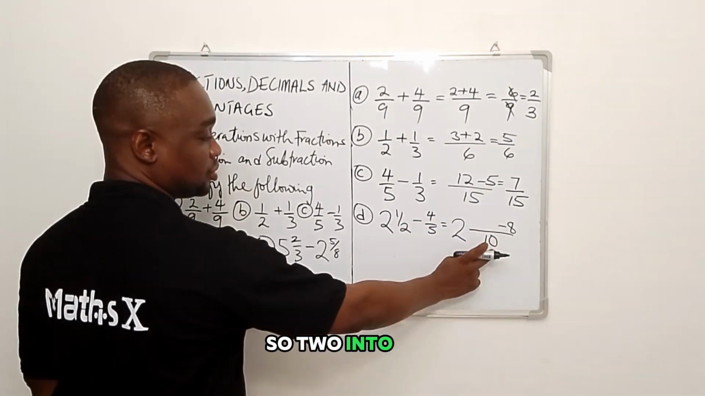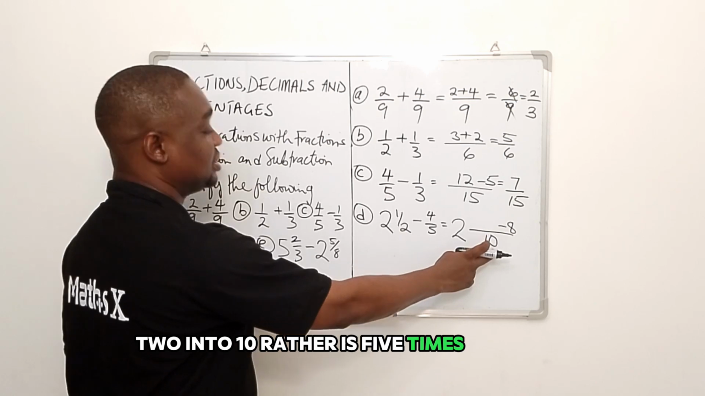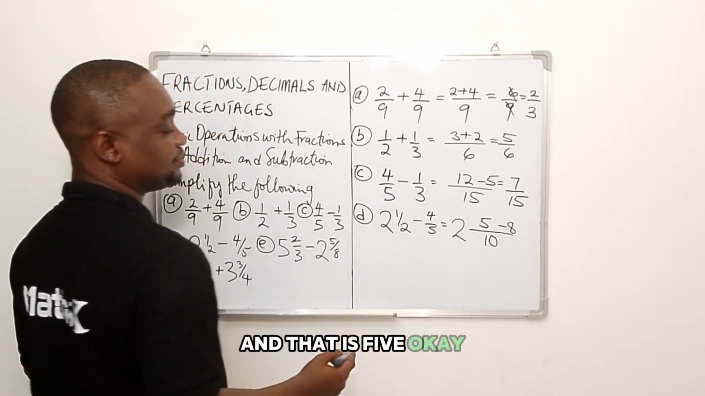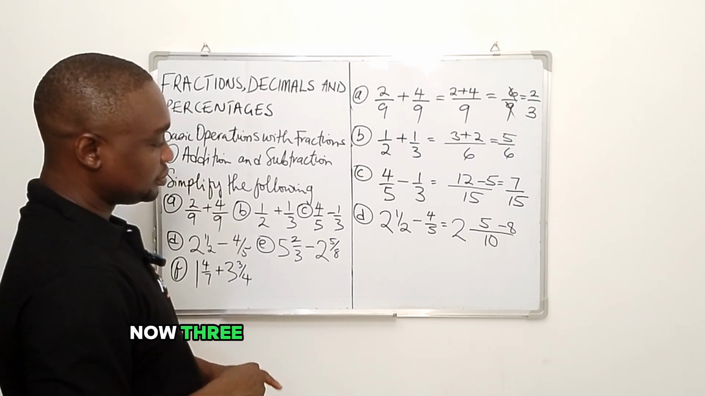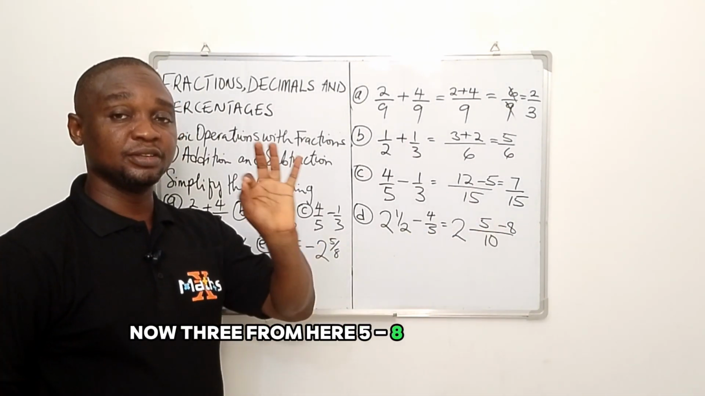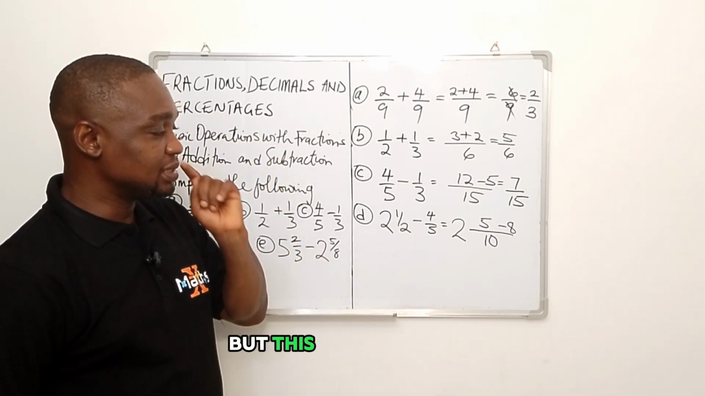2 into 10 is 5 times 1, and that is 5. Now, from here, 5 minus 8, most students will say cannot. It's okay, but this is what you do.